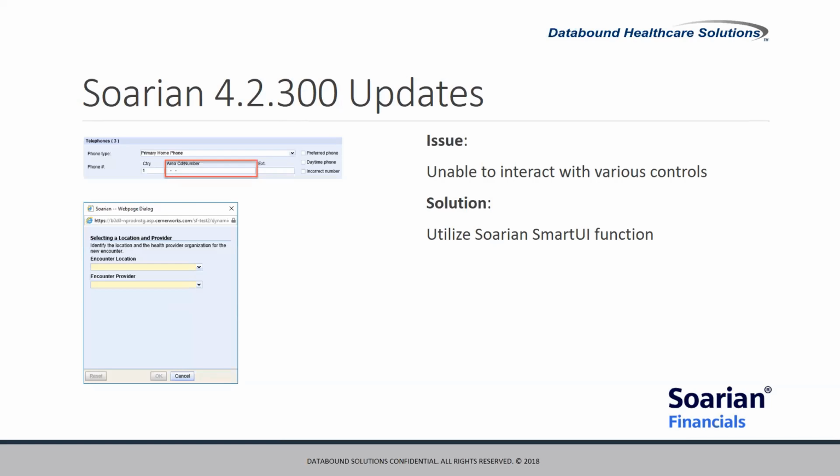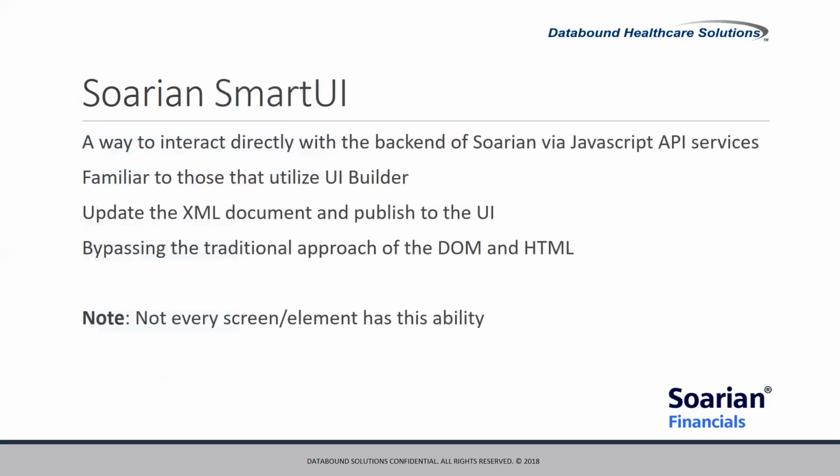So the Smart UI has a lot of advantages. Like I said before, we can interact directly with the back end through the JavaScript API services. If you use UI Builder, some of this might sound familiar if you're doing customizations. What we are doing is using the control reference table, looking up the controls on the screen, updating the XML document, and publishing back to the UI.